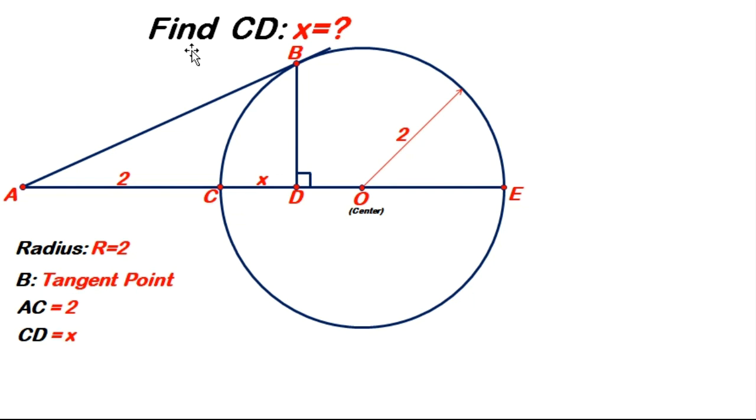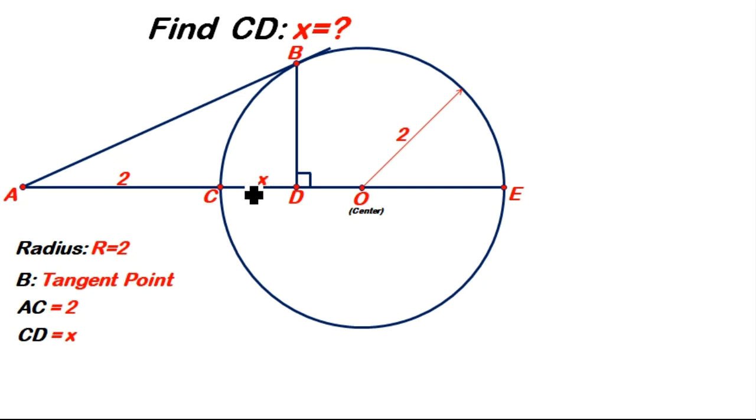How do we find CD, the length x? Now you've been told the radius r is 2, meaning from the center to the circumference is the radius, that is 2. You've been told B is the tangent point. So this point B is the tangent point. Then you've been told AC is equal to 2. From A to C is 2 units. Then CD from C to D is the length x, which we are supposed to determine.